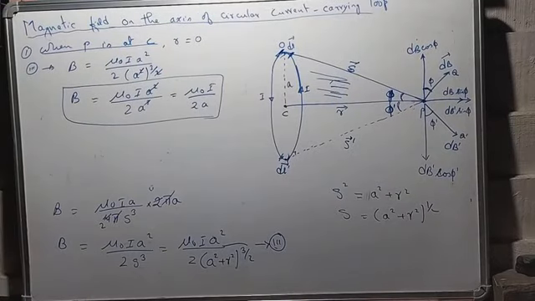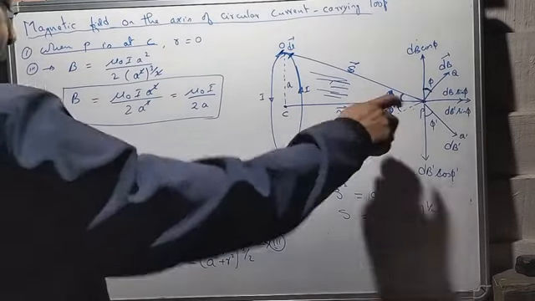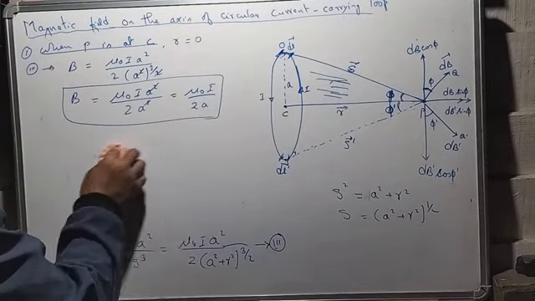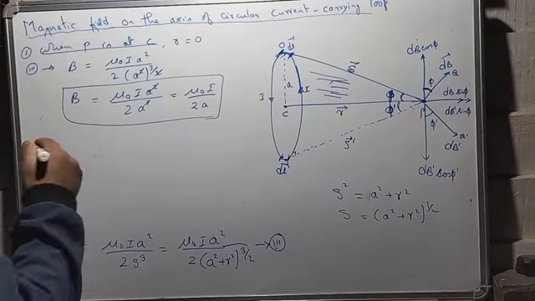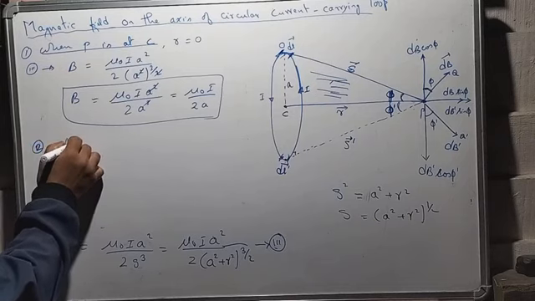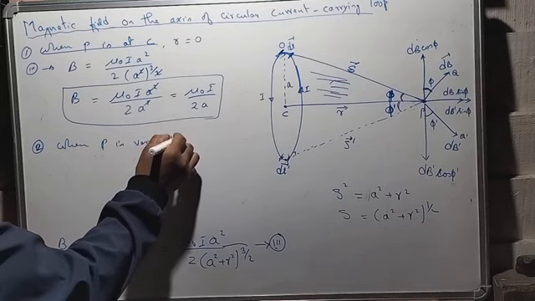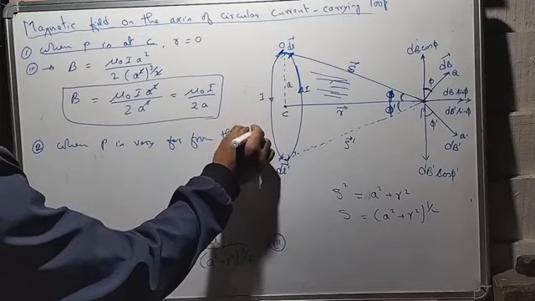My second case here is when this point P is lying at a very far distance from the center of the loop. So the second special case is when P is very far from the center.